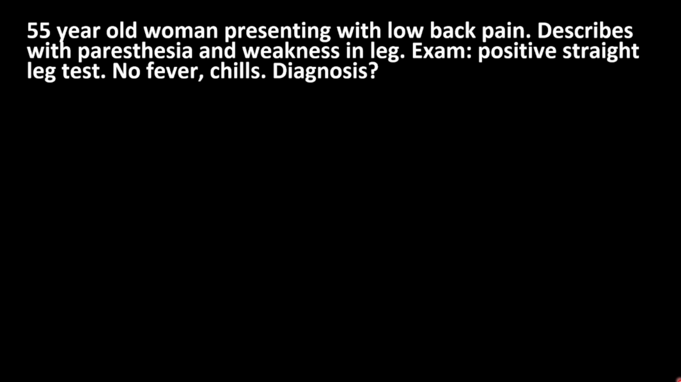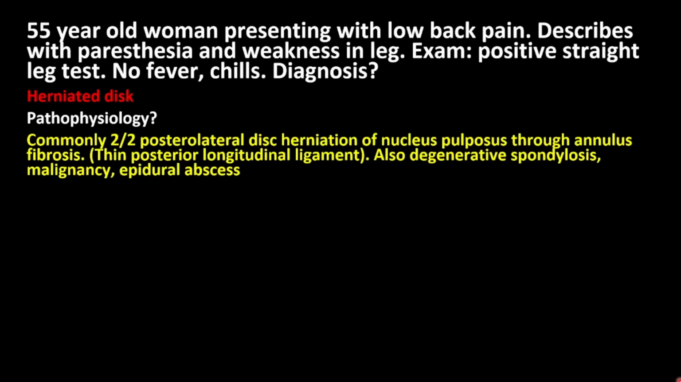We move on. Let's say we have a 55-year-old woman presenting with low back pain. She describes paresthesia and weakness in the leg, and on exam, she has a positive straight leg test. She does not have any fever or chills. What is the likely diagnosis? So this could be concerning for a herniated disc, and the pathophys is usually due to posterolateral disc herniation of the nucleus pulposus through the annulus fibrosus.